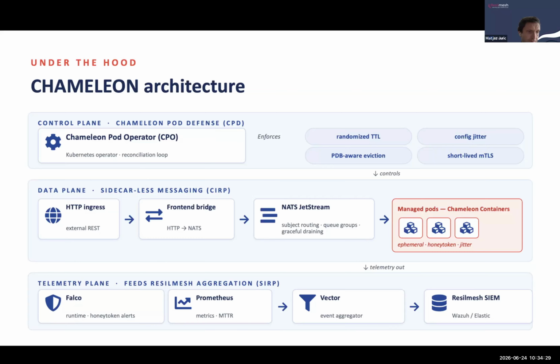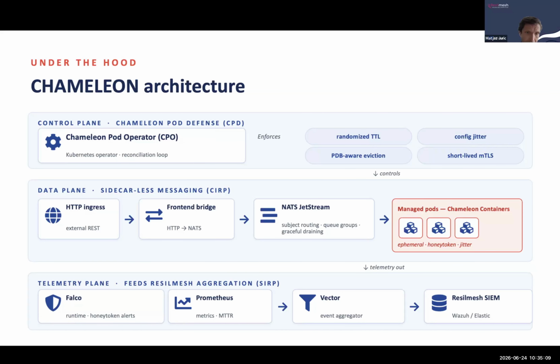The data plane is sidecarless, so basically HTTP requests that come through ingress go to the front-end bridge, and that front-end bridge translates this to the NATS messaging. So the standard HTTP communication is still open, and you can still use traditional standard REST APIs or other means of communication. But from that front-end bridge beyond, the communication relies on NATS, so on the subject routing, queue groups, and everything that I have already explained.